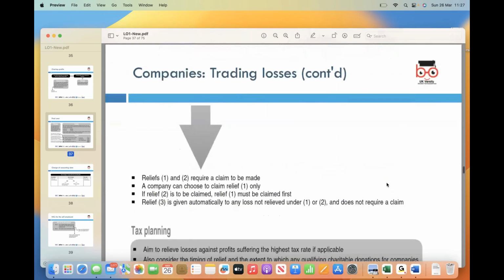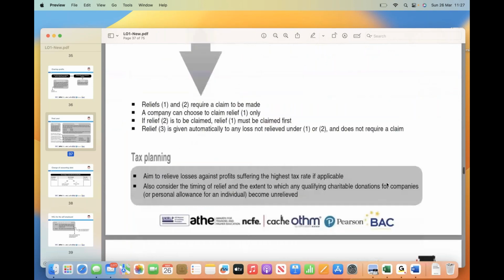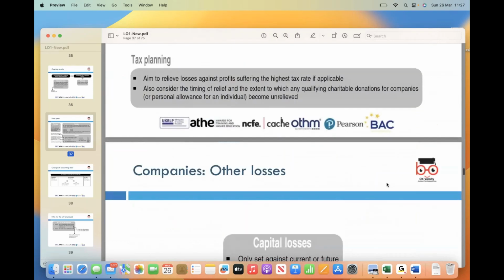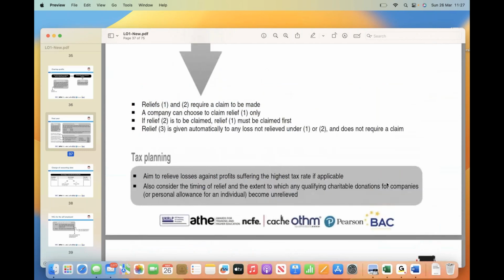For companies' trading losses, tax relief one and two requires a claim to be made. A company can choose to claim relief one only. So, tax planning: tax rules allow a company to relieve its trading losses in three ways. The first two methods, which involve setting the loss against other profit of the same accounting period or the previous 12 months, require a claim to be made.